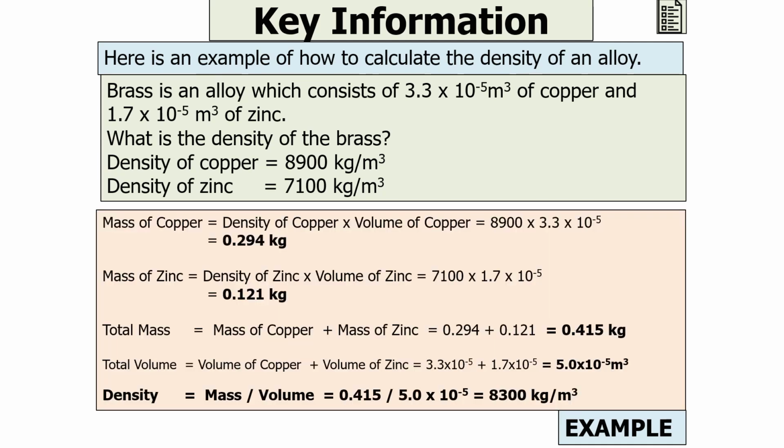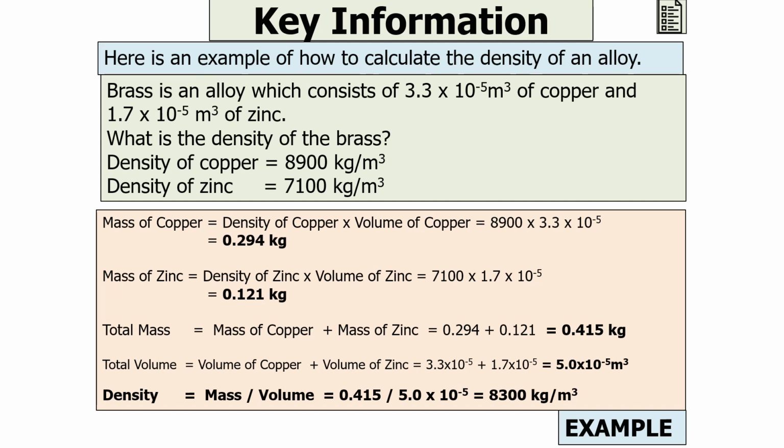So you work out the mass of the copper by doing the density of the copper times by the volume of the copper. So you work it out to be 0.294 kilograms. You work out the mass of the zinc by doing the density of the zinc times by the volume of the zinc, so it's 0.121 kilograms. The total mass is the mass of the copper plus the mass of the zinc, so it's 0.415 kilograms.